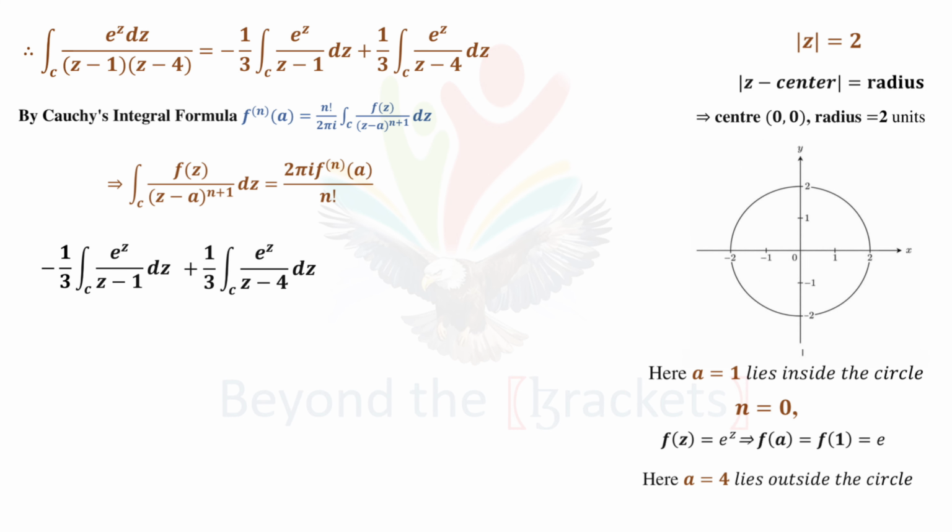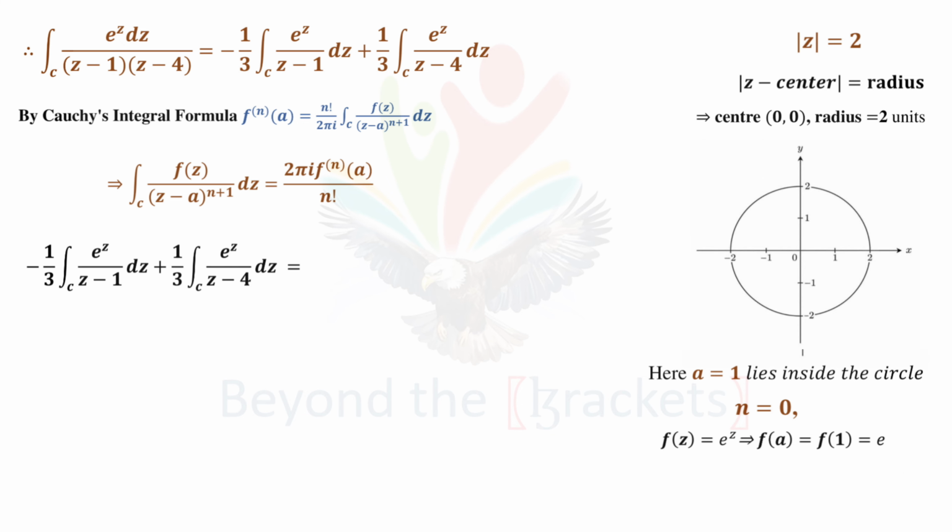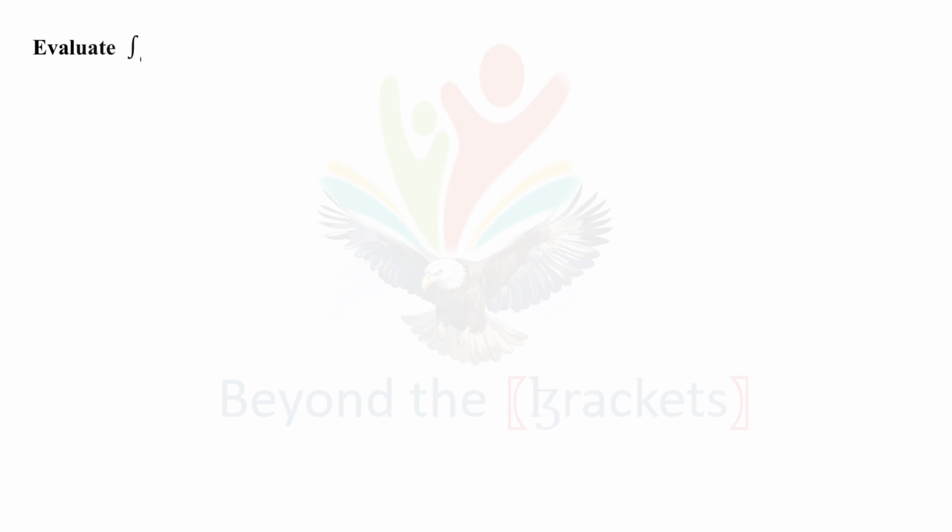By Cauchy's integral formula, the second integral becomes 0. Substituting these values, we get 2πi into f of 1 divided by 0 factorial, which will be 2πi into e. So the answer is 2πi into e. Moving on to the next question.